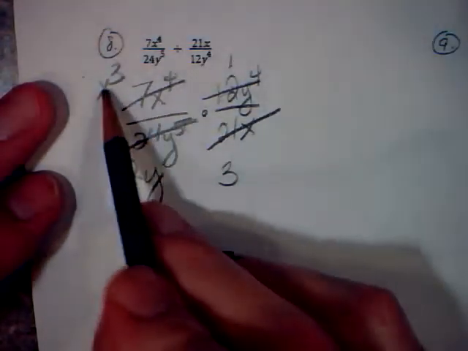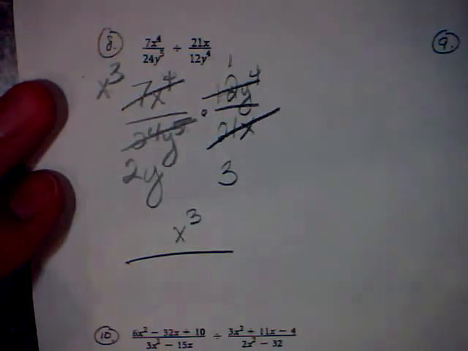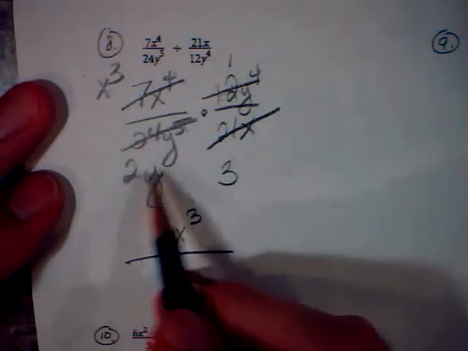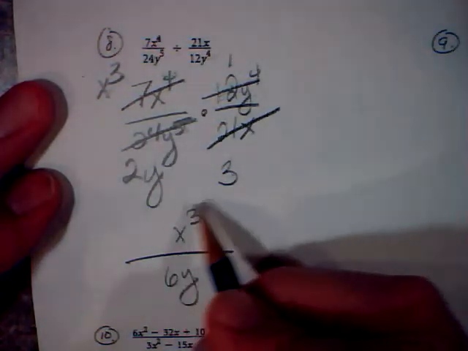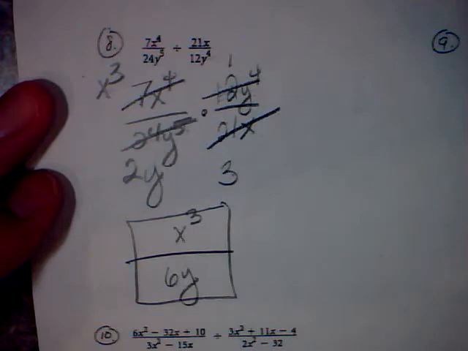So at this point, we can go ahead and write our final fraction on this problem. It looks like the only term we have left in the numerator is an x to the 3rd. And in our denominator, we have a 2y multiplied by a 3, which gets you a 6y. So there's your final reduced fraction. Okay? So let's look at number 9.